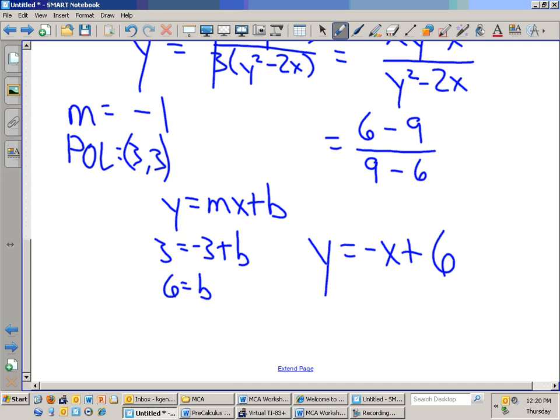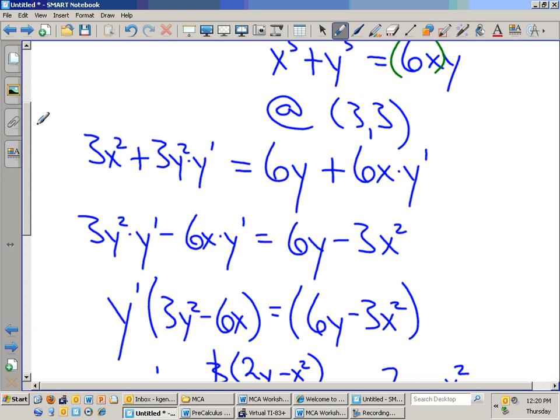True or false? I could just plug that in my calculator and graph and see it's tangent. False. It's not a function. You're trying to plug in x, y together. This is not a function if you were to graph it.